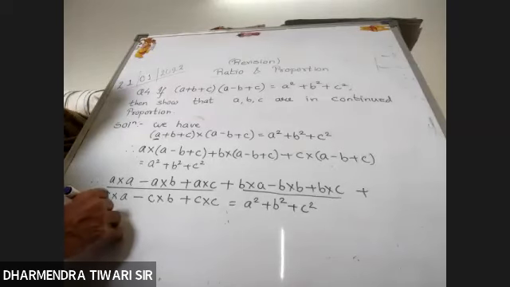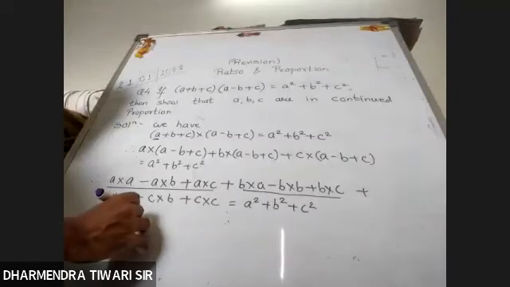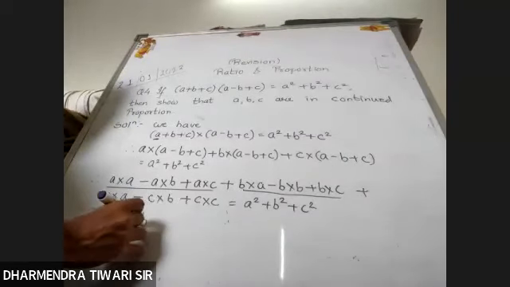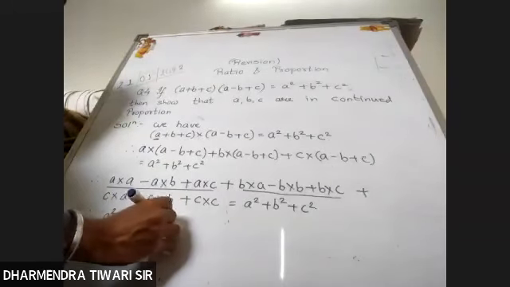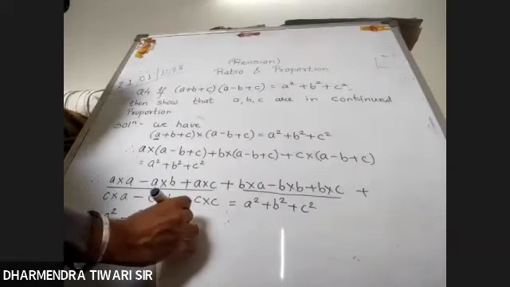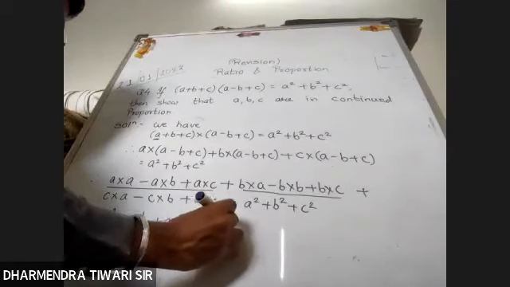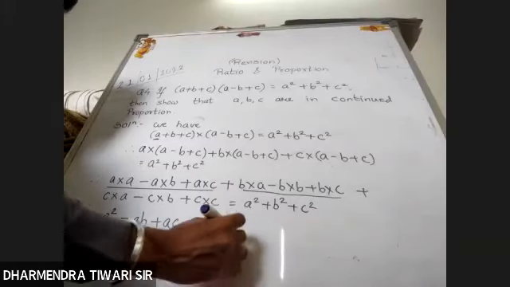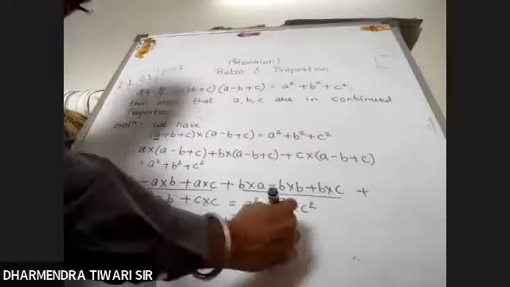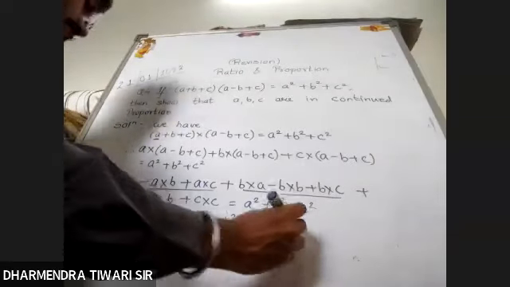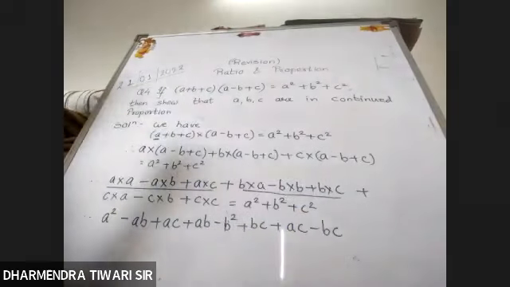Therefore, A into A is A square, A into B is AB. So it is having a minus sign, so I've written minus sign, plus AC, plus AB, minus B square, plus BC, plus AC, minus BC, plus C square.